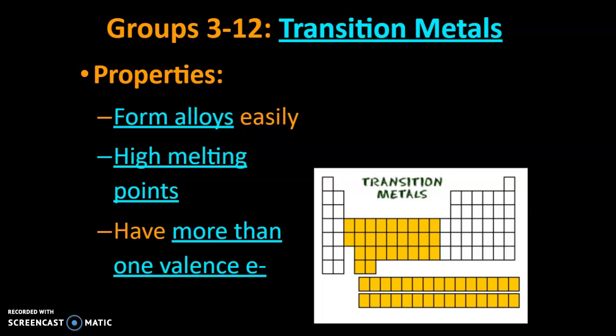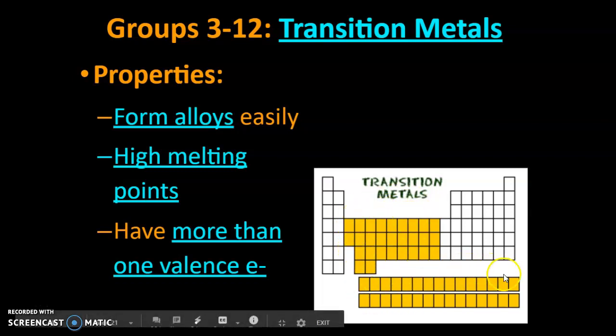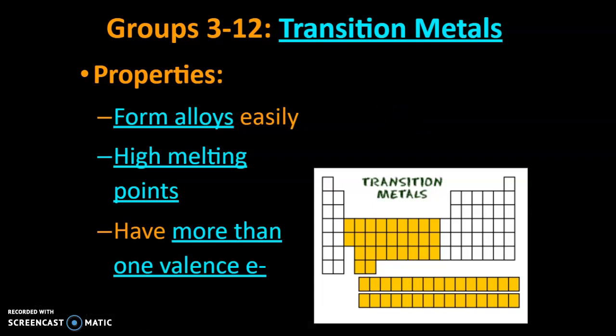And group 3 includes transition metals. Groups 3 to 12 include these, as well as the 2 rows you can see at the bottom of the periodic table. Everything is included in the transition metals group, and their properties are that they form alloys easily, they have a very high melting point, and they have more than one valence electron.